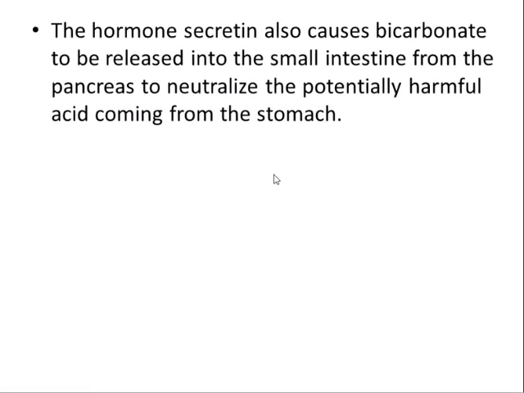The hormone secretion also causes bicarbonates to be released into the small intestine from the pancreas to neutralize the potentially harmful acid coming from the stomach. We know that the pH of the stomach is highly acidic, and the chyme coming from the stomach to the small intestine is also acidic in nature. So we have to neutralize it. So the bicarbonate is secreted in the small intestine to neutralize the pH of the chyme coming from the stomach and to raise it to 7 to 8.